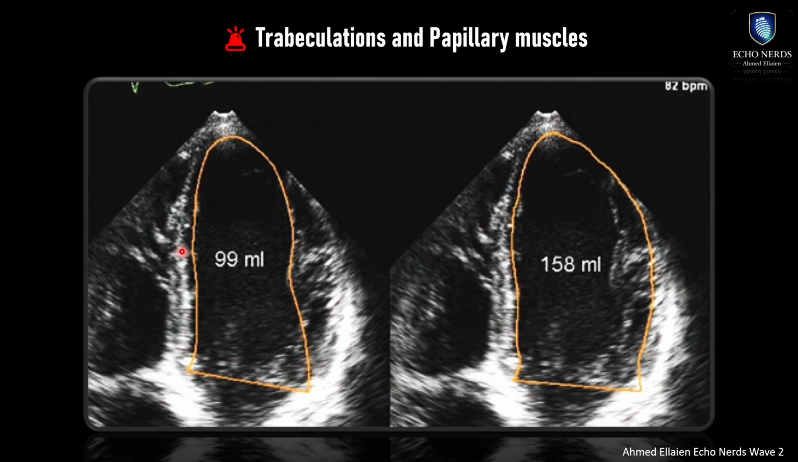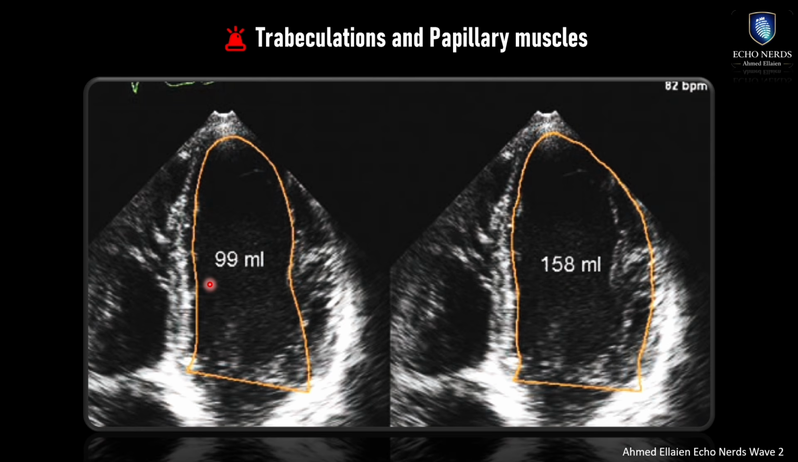This example reinforces the previous concept. Here we traced around this papillary muscle and trabeculation, while here we cut through them because we have to trace between the spongy and the compact myocardium. So all this papillary and trabeculations are part of the cavity.